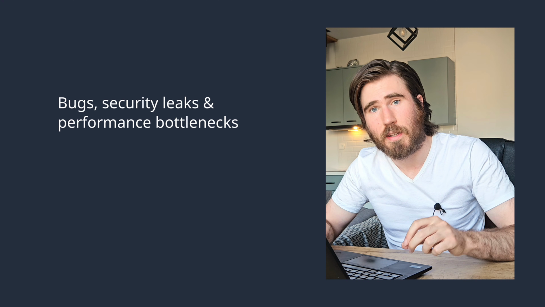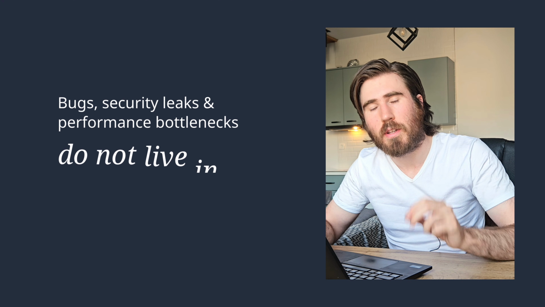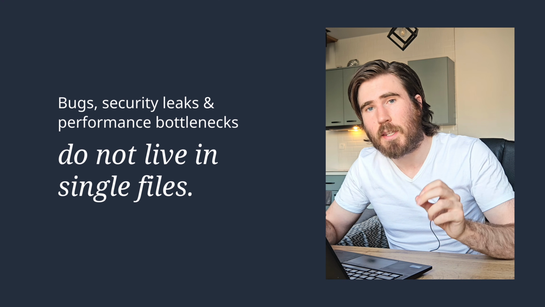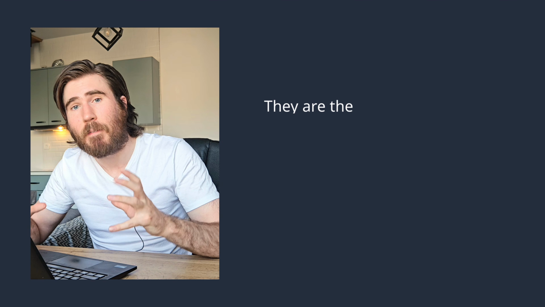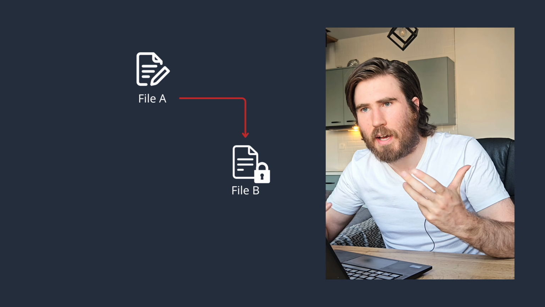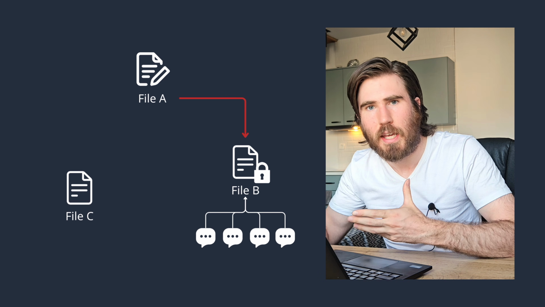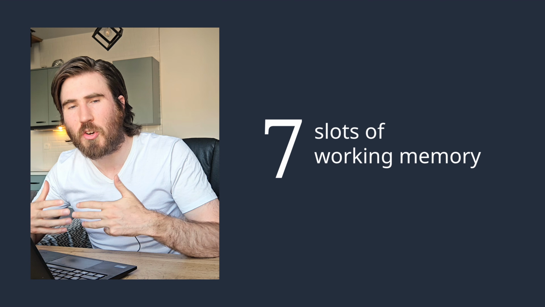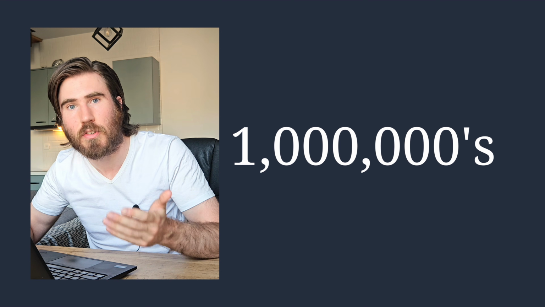Bugs, security leaks, and performance bottlenecks do not live in single files. They live in the blank space between files. They are the emergent property of whole systems interacting at once. We expect engineers to mentally calculate how a small change in file A will affect file B under a database lock when it's under high load, while in file C, a packet is dropped. Human beings only have about 7 slots of working memory, while your application has potentially millions of state trajectories.